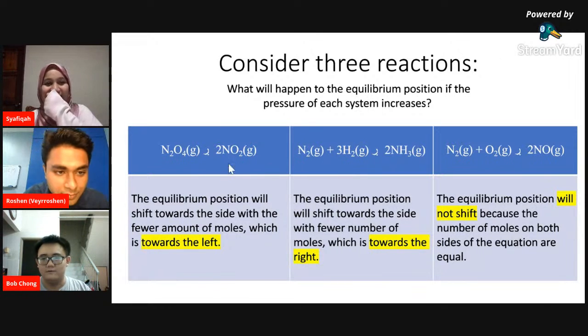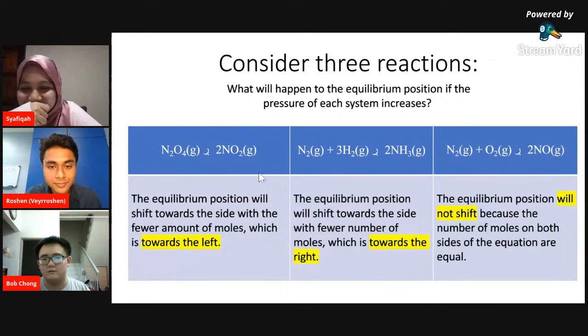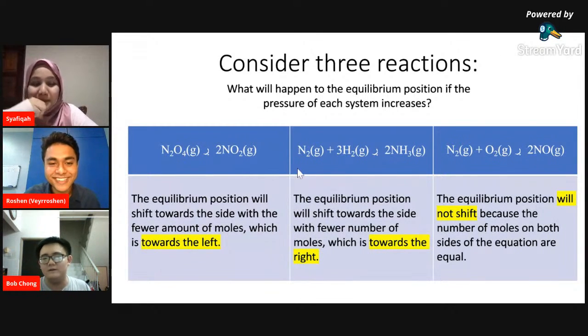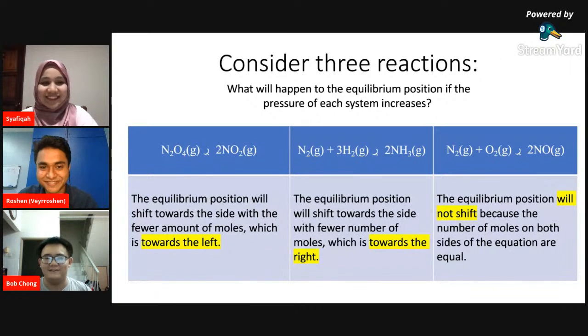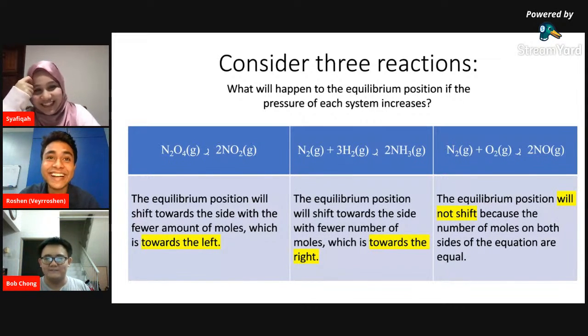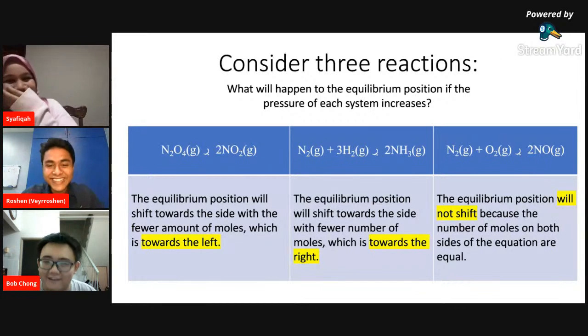So, the second equation. I think some people are familiar with this second equation. Anyone? Yes, I remember my Form 5 teacher told us this one is the Haber process. Haber process, very pandai, yes.